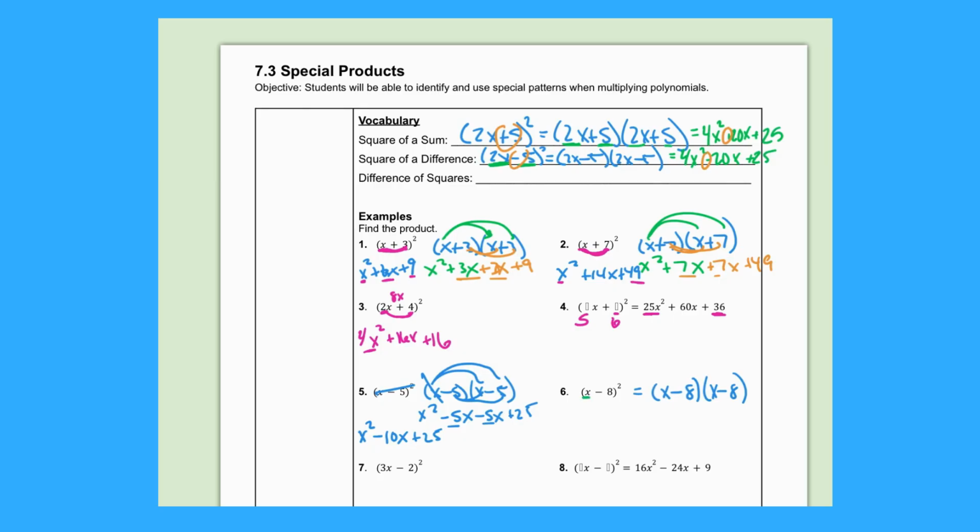So we take the first number, times it by itself, so x times x is x squared. We take the last number, negative 8, multiply by itself, so negative 8 times negative 8 is positive 64. And then we multiply these times each other. X times negative 8 is negative 8x. And then you double that, so times it by 2 is going to be negative 16x. And then we've got our answer. If you distribute this all out, we end up with that same problem.